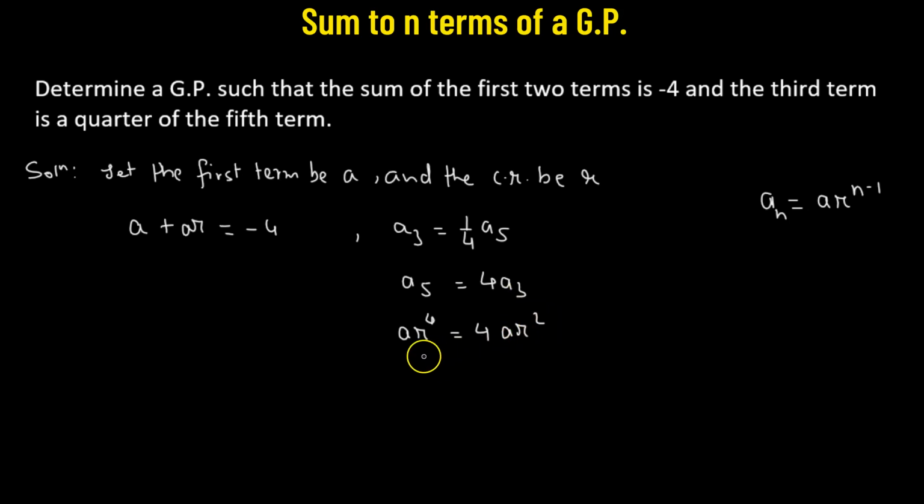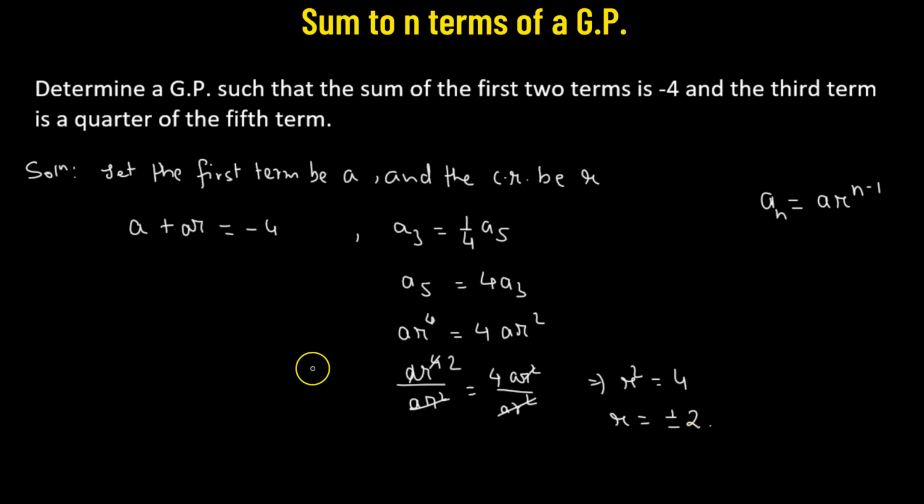Now what we can do is divide both sides by AR squared. So we have AR raised to the power of 4 divided by AR squared equals 4 times AR squared divided by AR squared. So AR squared will get cancelled from both sides, and this is going to leave us with R squared equals 4. So R will be equal to plus or minus 2. So we have the common ratio.